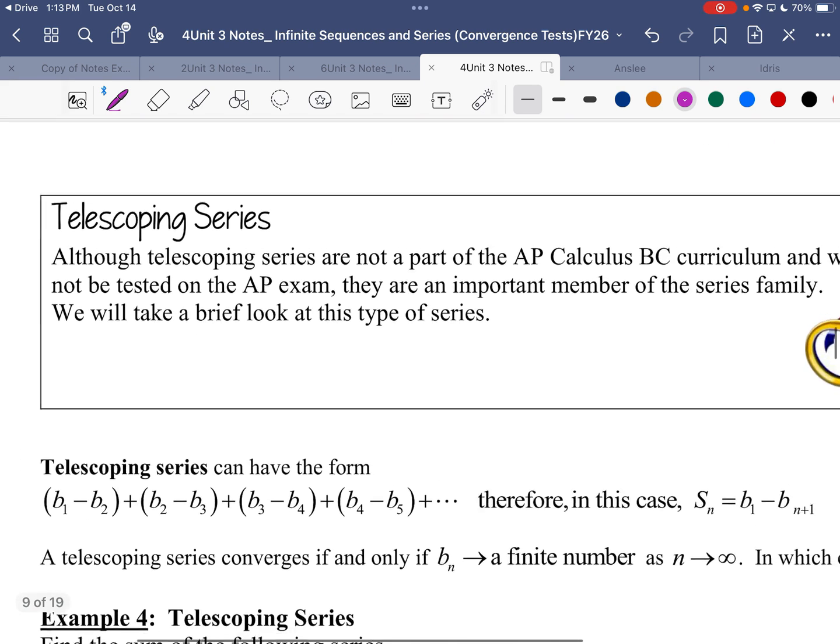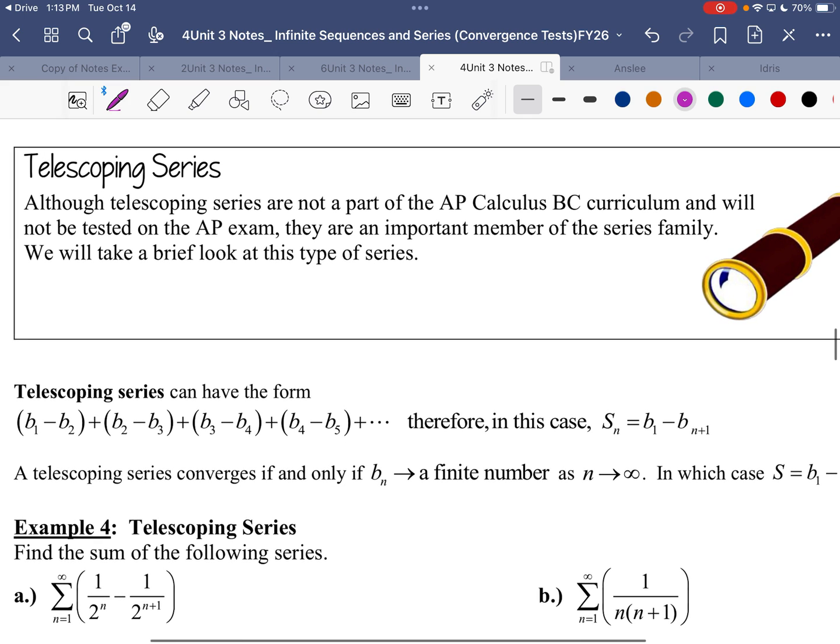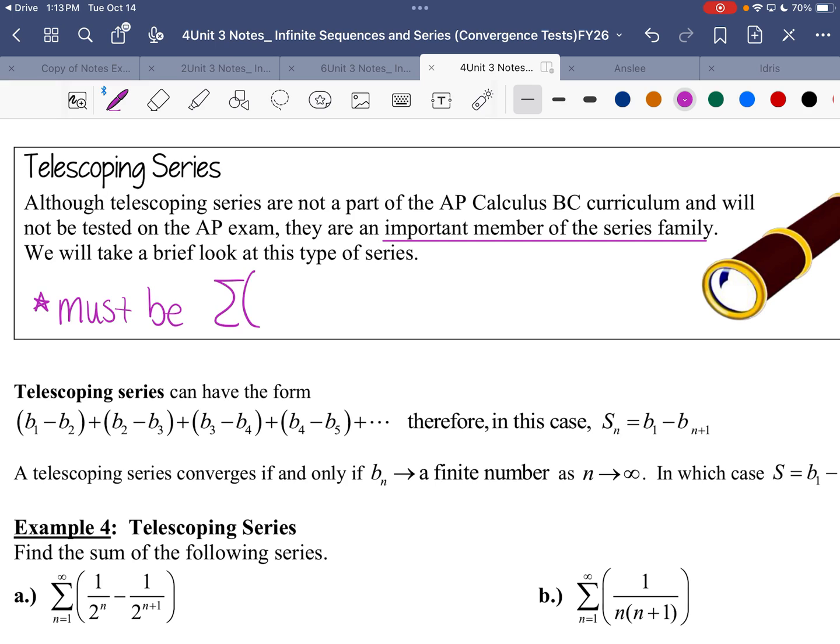Telescoping series. Although telescoping series are not a part of the AP Calculus BC curriculum, it is an important member of the series family. Guys, you don't want to learn more series? Look, you got a cool little picture of a telescope up there. It's so cute. Think about it like this.